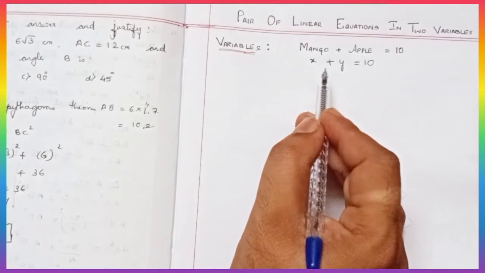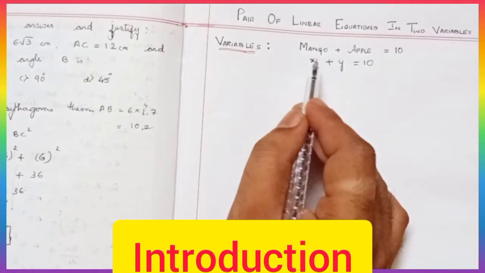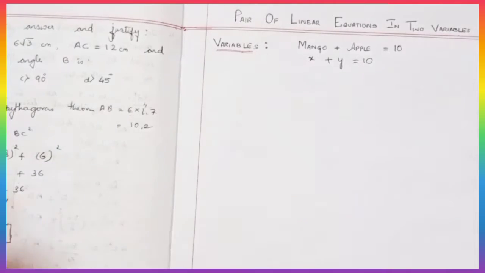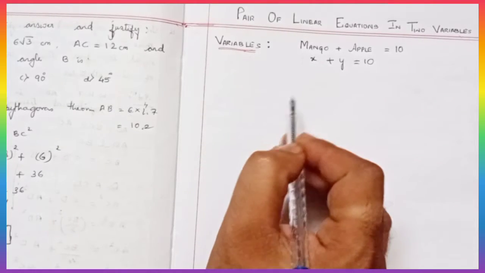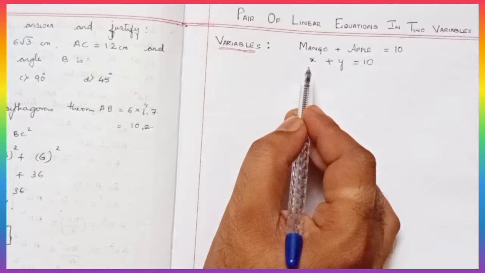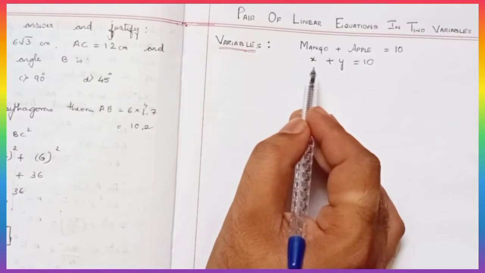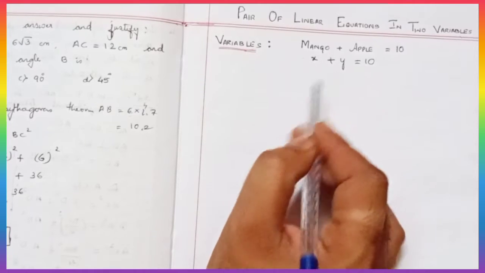Now this x and this y are called variables. Why are they called variables? Because they don't have a fixed value right now. I can give any value for x, so that the sum of the values of these two should be equal to 10.